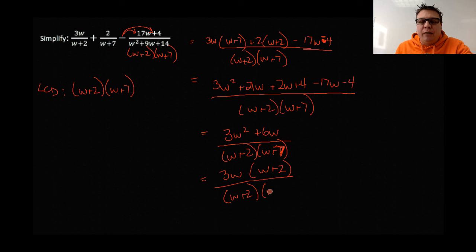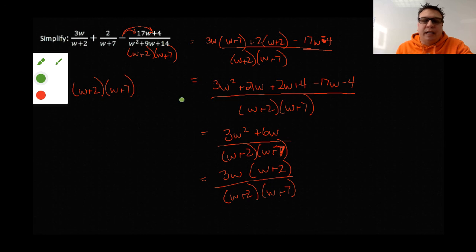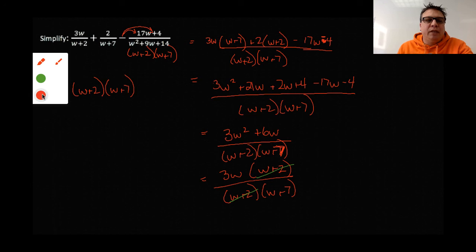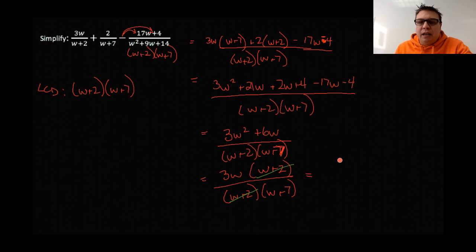So now I rewrite my denominator. And just like we did in other cases, I can now simplify those w plus 2's. All right, and I'm running out of room here, so I'm going to put my equal sign here. I'm left with a 3w in the numerator and a w plus 7 in the denominator.